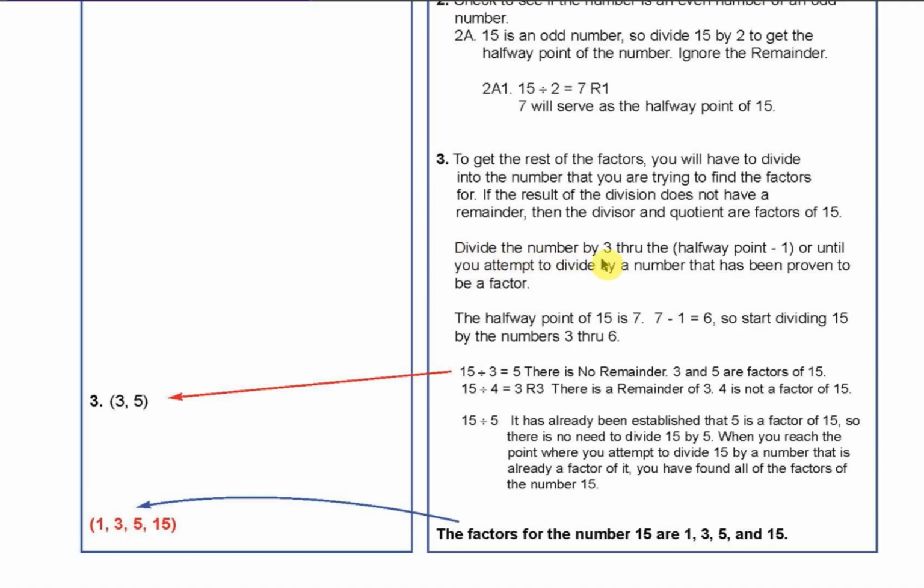Divide the number by 3 through the halfway point minus 1, or until you attempt to divide by a number that has been proven to be a factor. Let me repeat that. Divide the number by 3 through the halfway point minus 1, or until you attempt to divide by a number that has been proven to be a factor.